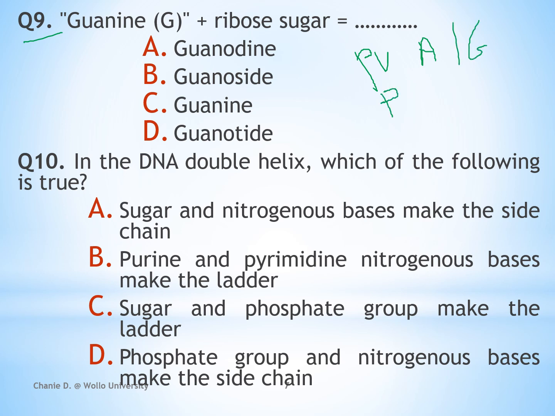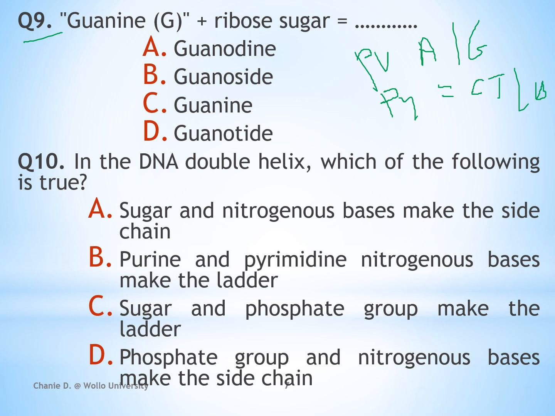The pyrimidine nitrogenous bases are cytosine, thymine, and uracil in the case of RNA. And also, we're going to add the suffix -idine for pyrimidine nitrogenous bases. Based on these naming systems, we're going to select the correct answer from the given alternatives.